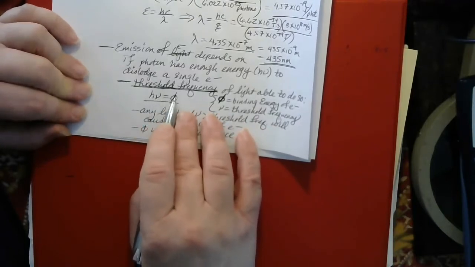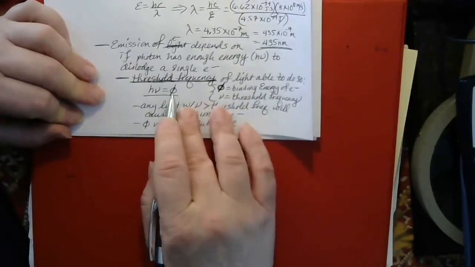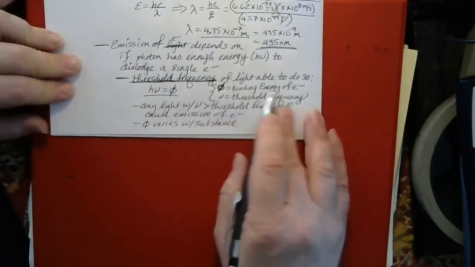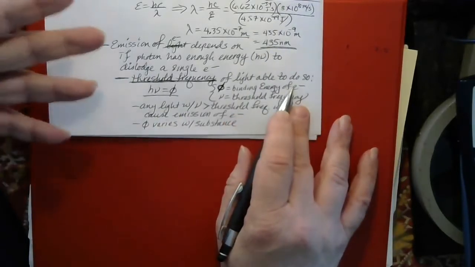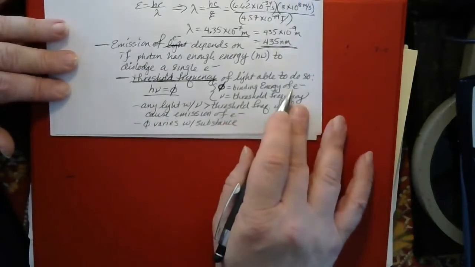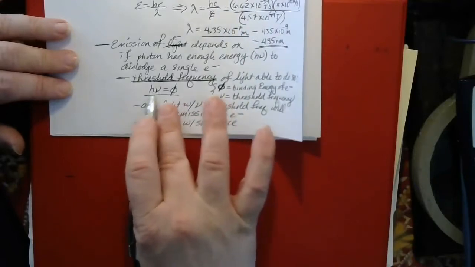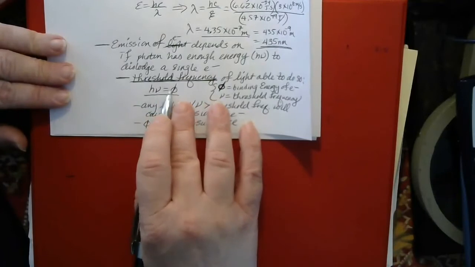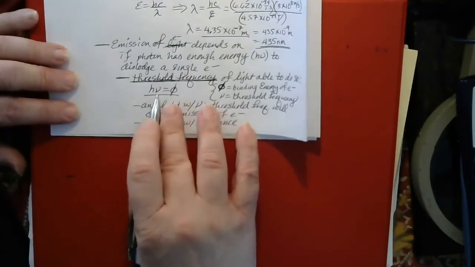And that is equal to phi, the Greek letter phi, which is used as a symbol for the binding energy of the electron to the substance that originally owned it. So it takes a certain amount of energy to release an electron from any given substance. And if the energy of the incident light is equal to or greater than that binding energy, then emission of electrons will occur.